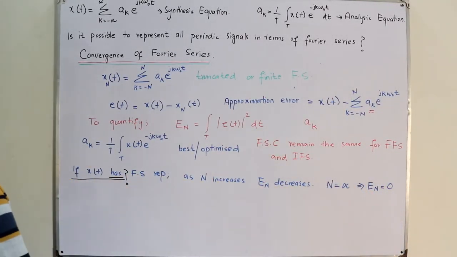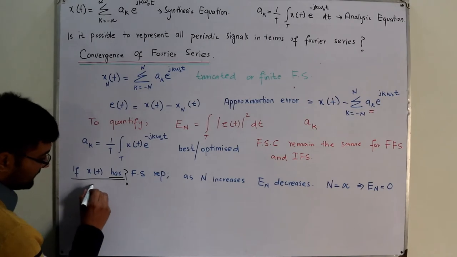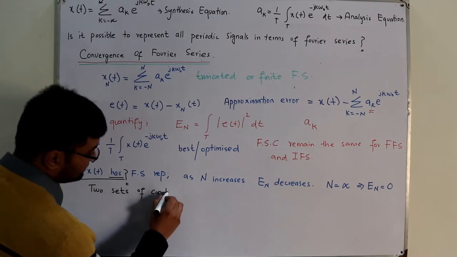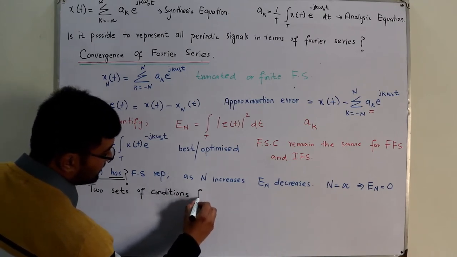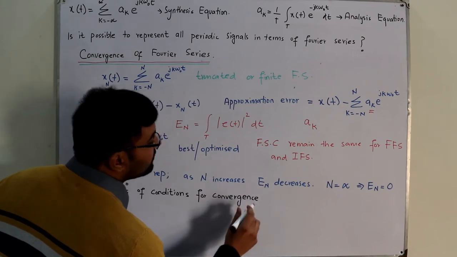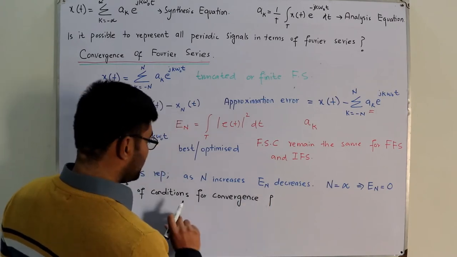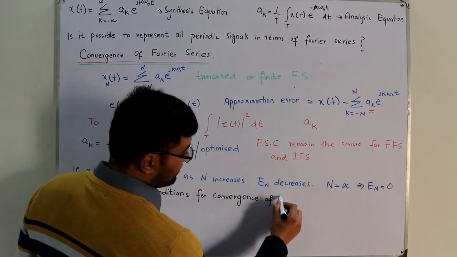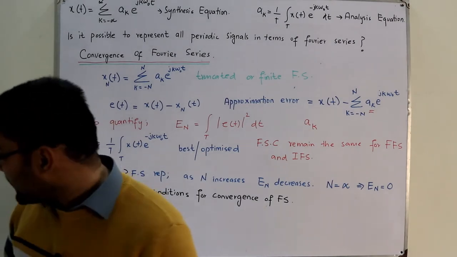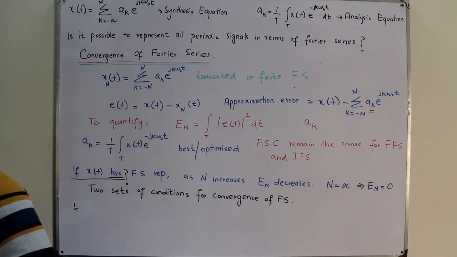For that, we have two sets of conditions for convergence of Fourier series. And convergence means that it would resemble the exact signal. So, two sets of conditions for convergence of Fourier series. The first is a single condition, and what it says is that over one period the signal has finite energy.